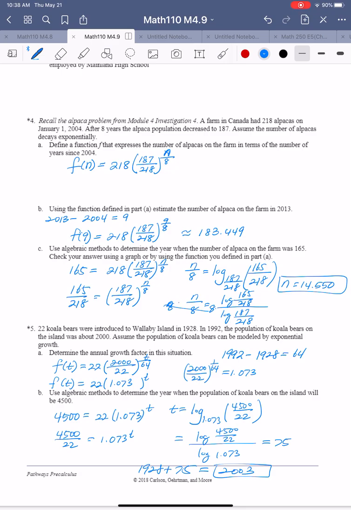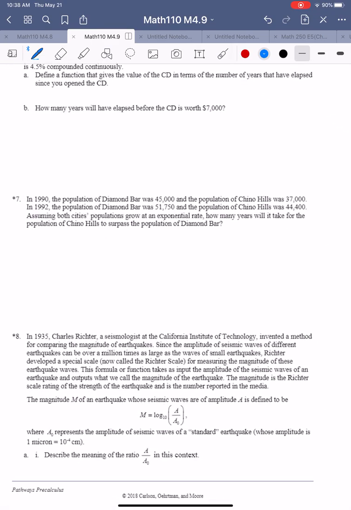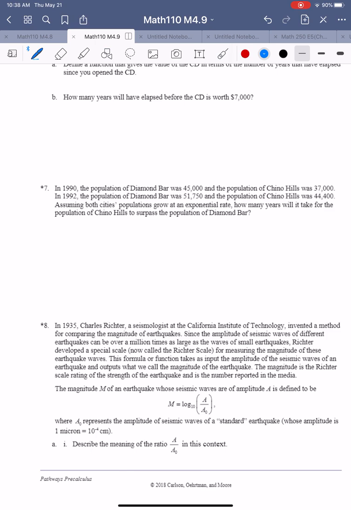Okay, let's see number 7. In 1990, the population of Diamond Bar was 45,000 and the population of Chino Hills was 37,000. In 1992, the population of Diamond Bar was 51,750 and the population of Chino Hills was 44,400. Assume that both cities' populations grow at an exponential rate. How many years will it take for the population of Chino Hills to surpass the population of Diamond Bar?